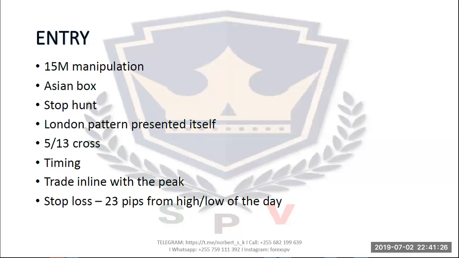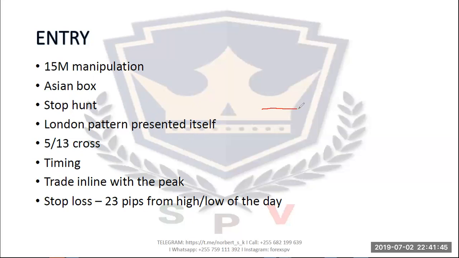The important thing is to trade in line with the peak. When the peak is low, we look for buy orders. We look for buy entries. When the peak is high, we look for sell entries. Now our stop loss is usually 23 pips from the high or low of the day.